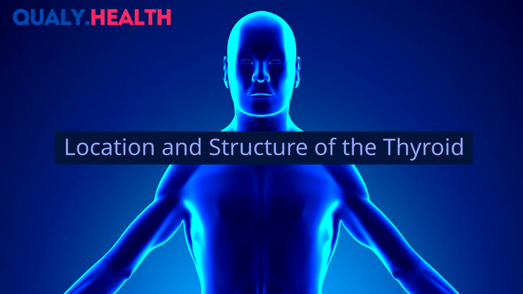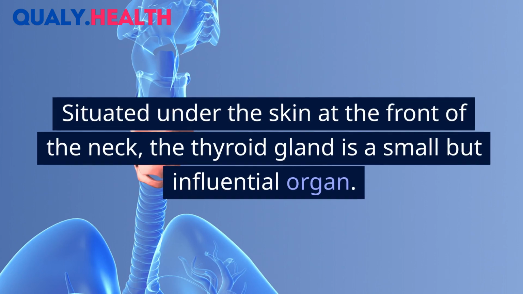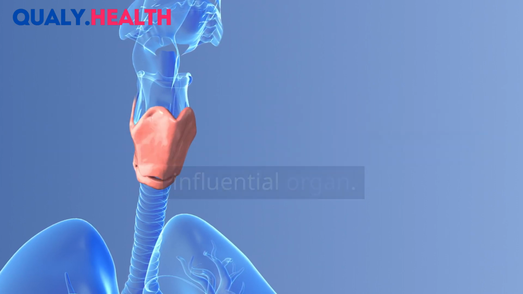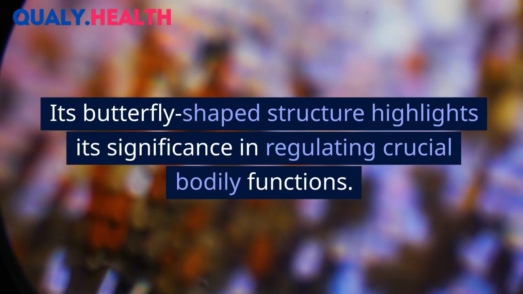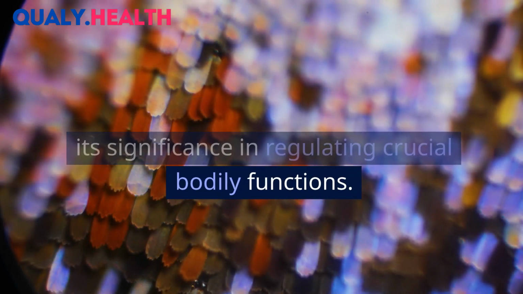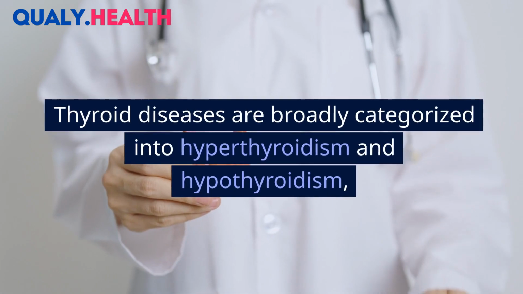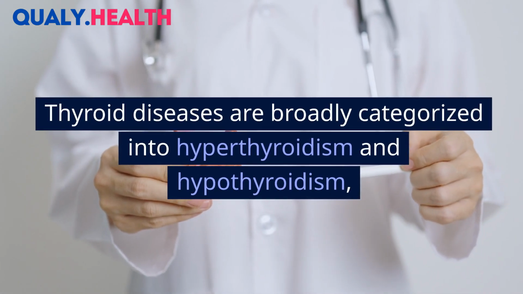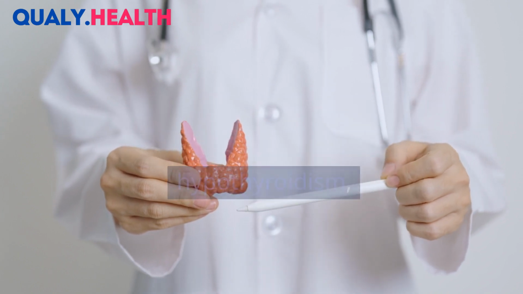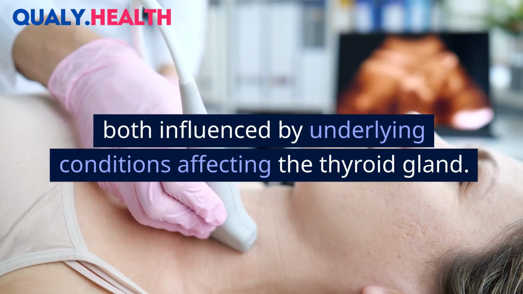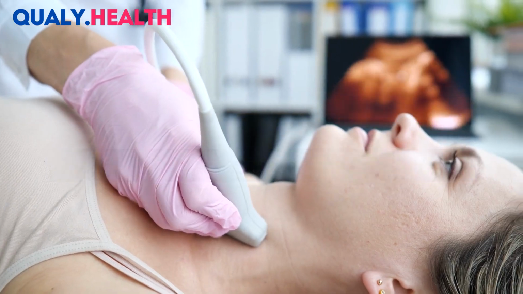Location and structure of the thyroid. Situated under the skin at the front of the neck, the thyroid gland is a small but influential organ. Its butterfly-shaped structure highlights its significance in regulating crucial bodily functions. Types and causes of thyroid disease. Thyroid diseases are broadly categorized into hyperthyroidism and hypothyroidism, both influenced by underlying conditions affecting the thyroid gland.